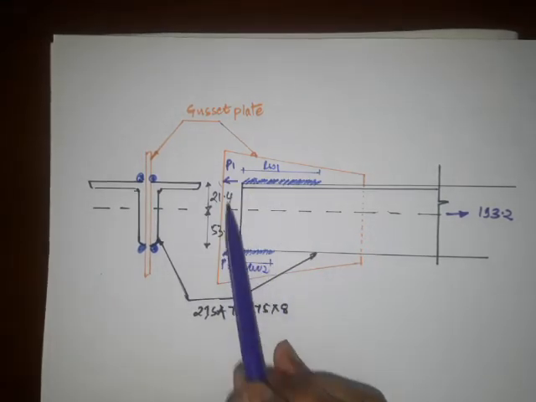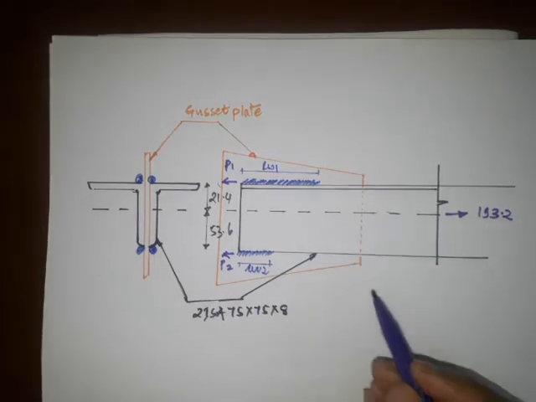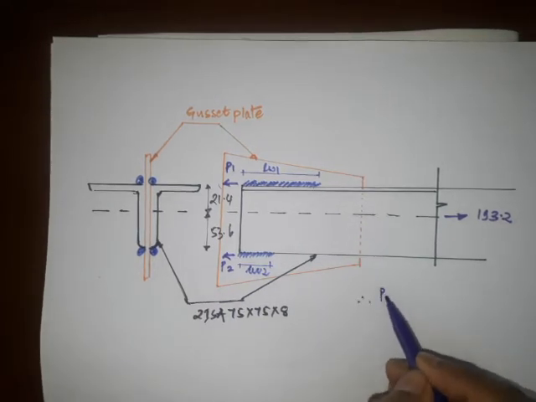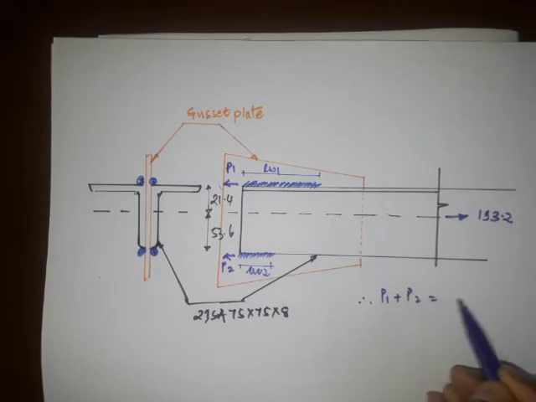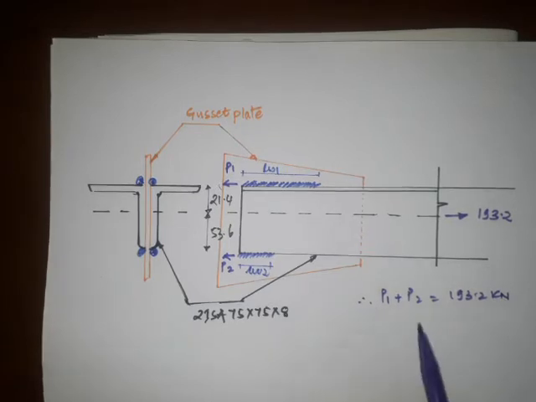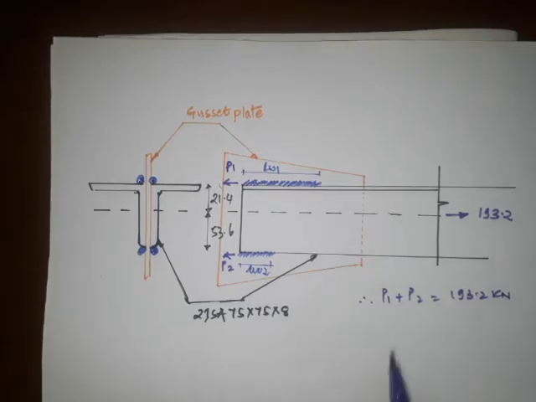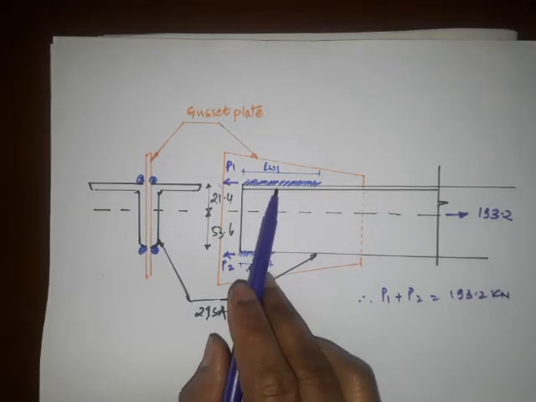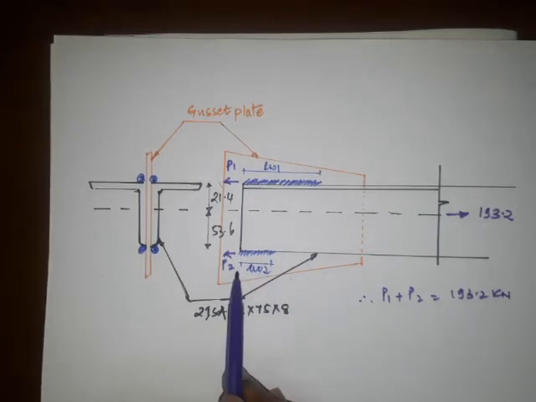So P1 plus P2 should be equal to 193.2 kilonewton. Correct? Whatever the force applied should be equal to P1 plus P2. P1 means the force offered by LW1, and P2 means the force offered by LW2.